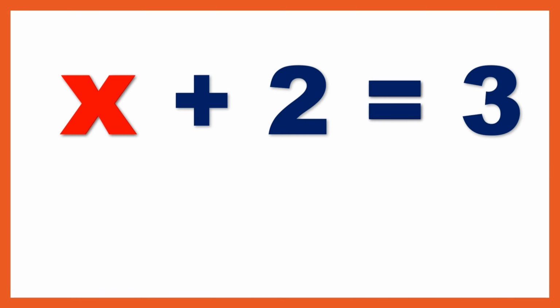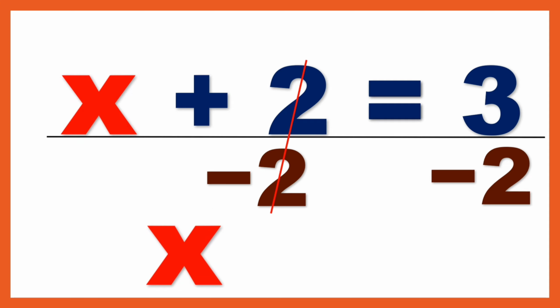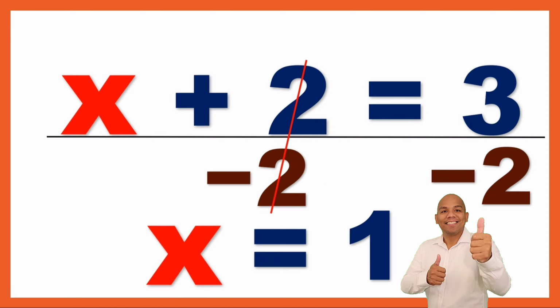Now, let's have another one. X plus 2 equals 3. Again, our goal is to isolate x. We are going to isolate x by subtracting 2. You subtract 2 on the left side, also subtract 2 on the right side. That cancels positive 2, making our x isolated. Let's bring x down, the equal sign, and the answer 3 minus 2 equals 1.